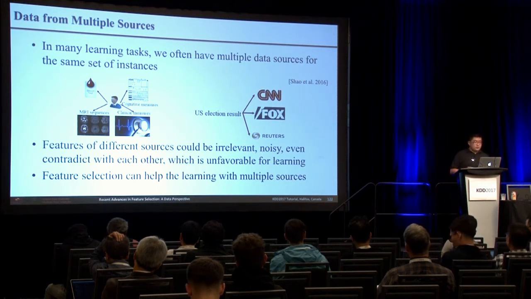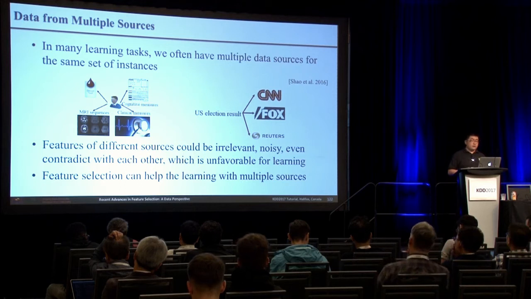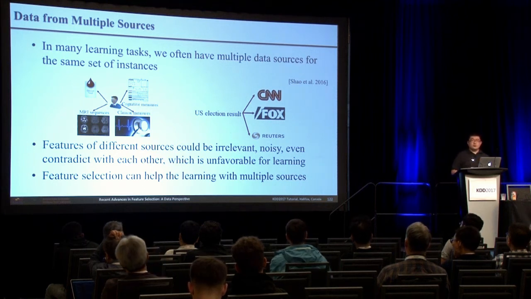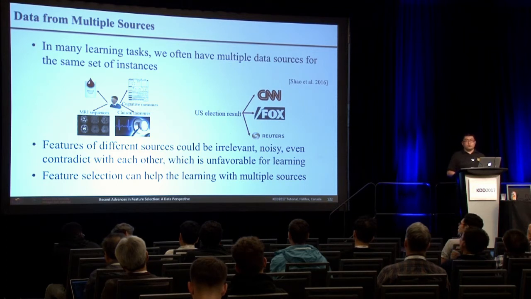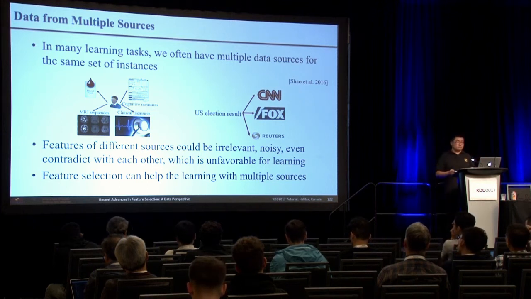Since we have multiple data sources, the features from different data sources could be not very good. In the worst case, due to the existence of these features, different data sources could contradict each other, which is not favorable for learning. In this case, we would like to make use of feature selection to find good features such that the different data sources can be fused more effectively.